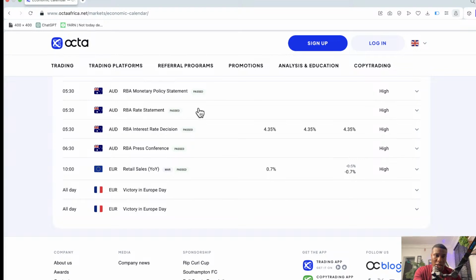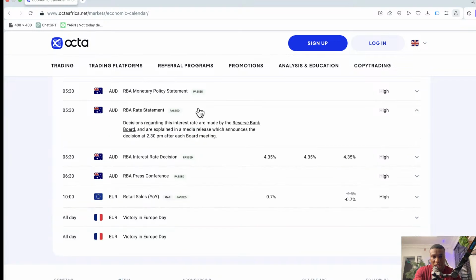We also had the RBA rate statement. Now, if you don't know what that is as well, this is also released alongside the RBA's decision on the official cash rate. The rate statement gives us a detailed commentary on the factors that are influencing this decision, like inflation, global economic conditions, employment, and domestic economic trends.